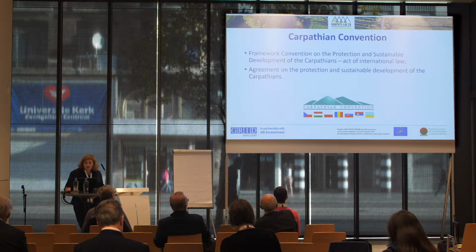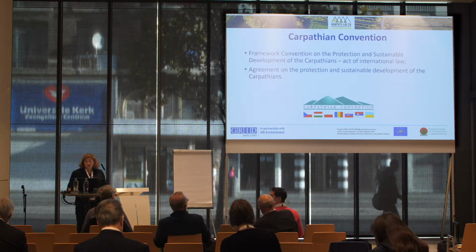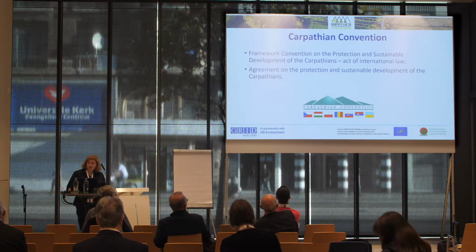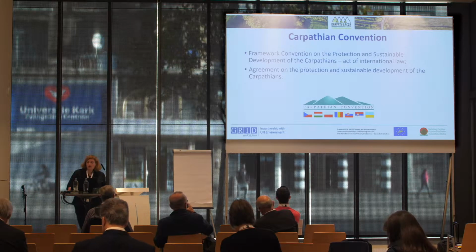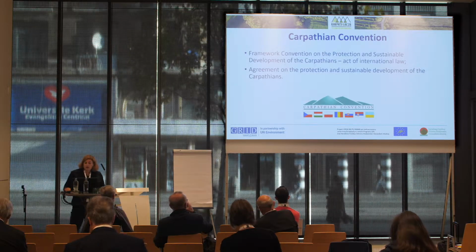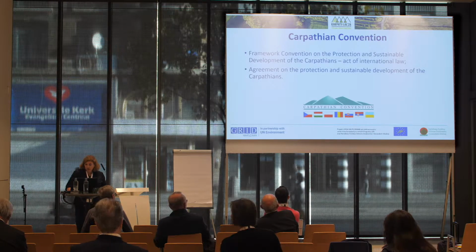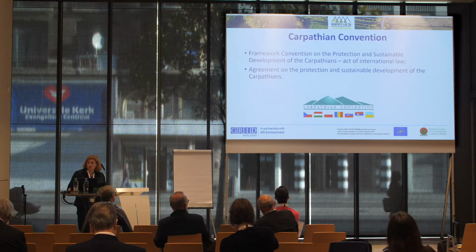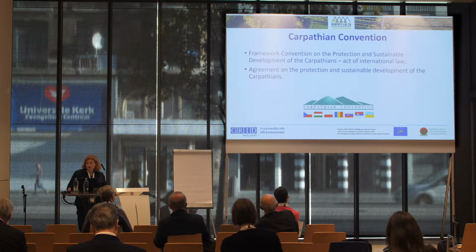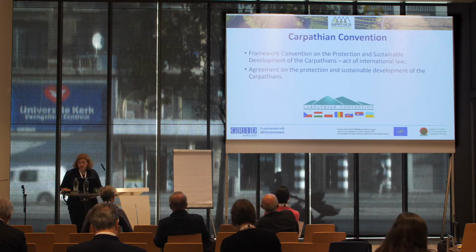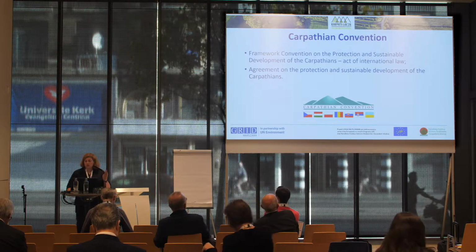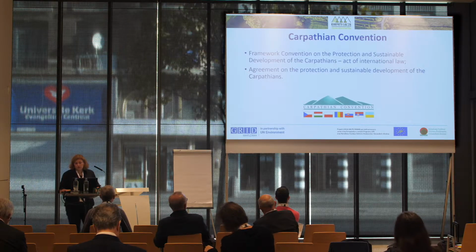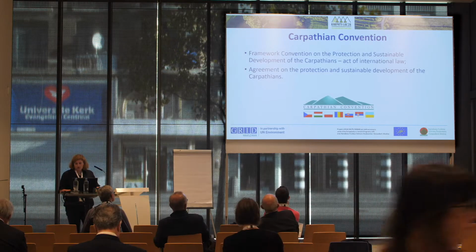The Carpathian Convention is the framework convention on the protection and sustainable development of the Carpathians. It is an international agreement of 7 parties concerning the protection and sustainable development of a single mountain region, the Carpathians. The objective of the Convention is cooperation of its parties and pursuing a comprehensive policy for the protection and sustainable development of the Carpathian region.